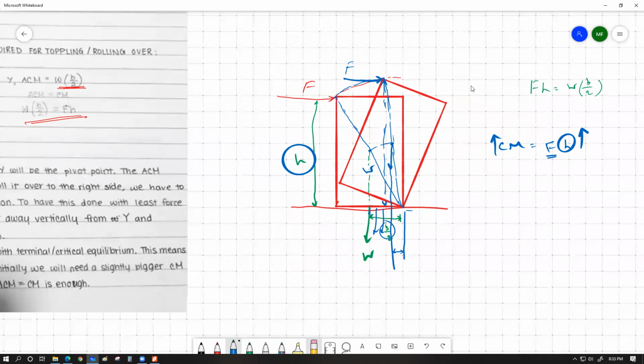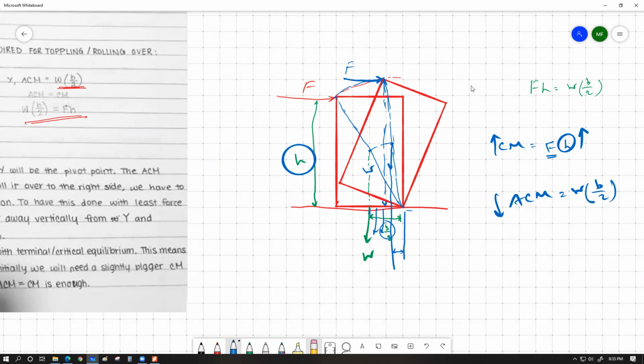So as the object keeps on rotating, the weight arrow is going to be slowly moved to the right, which means the perpendicular distance of the weight force from the pivot point, which was initially B/2, is slowly going to become smaller. As the object keeps on rolling, the anti-clockwise moment produced by W into B/2, while W is a constant, is slowly becoming smaller.